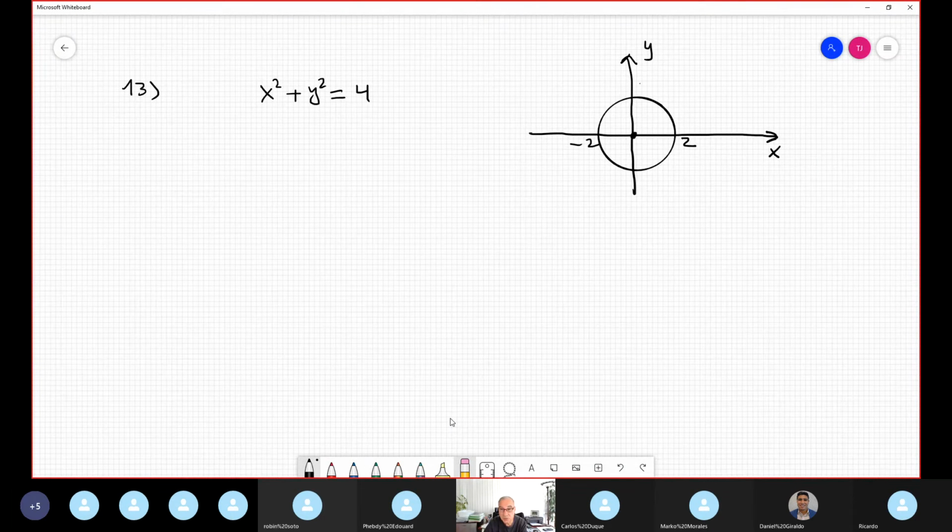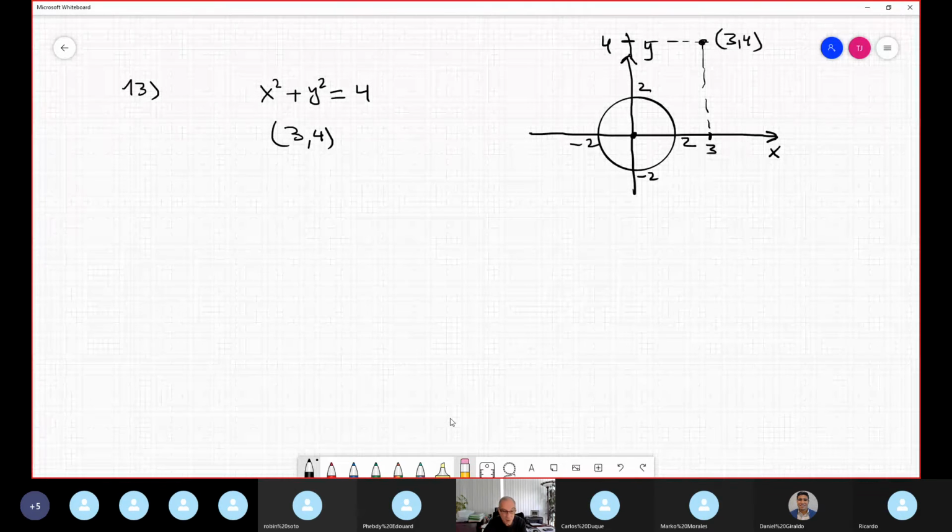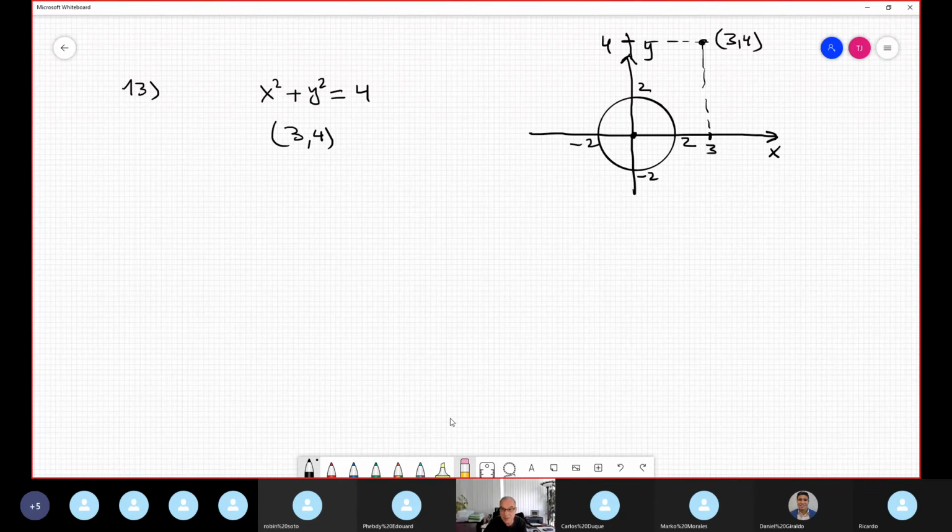Negative 2, 2, negative 2. And the famous point is the point 3, 4. It's an isolated point, 3, 4. 3 is here, and 4, I suppose, is double. So I need to find the closest point, the minimum distance. Using intuition and common sense, it looks like that. I don't know exactly what this point is. This is the goal, to determine that point. But at this point, I want to call it in general x, y.